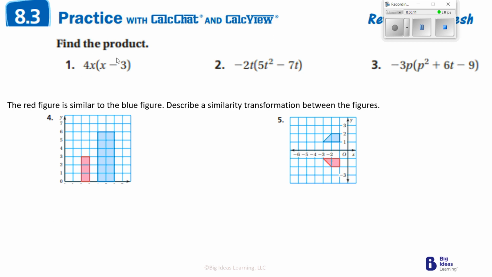When I'm distributing properties here, I'm going to take 4x times x, which will make 4x squared, and then 4x times negative 3, which would be negative 12x. We went over this in class together. Number 2 is for you to do.